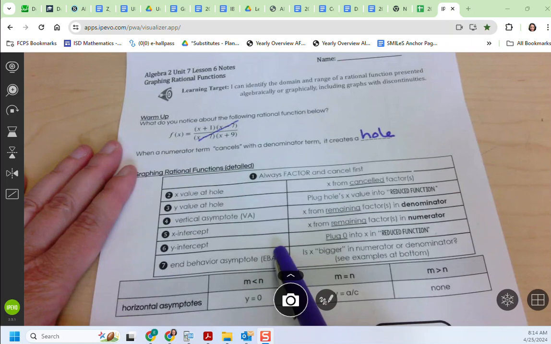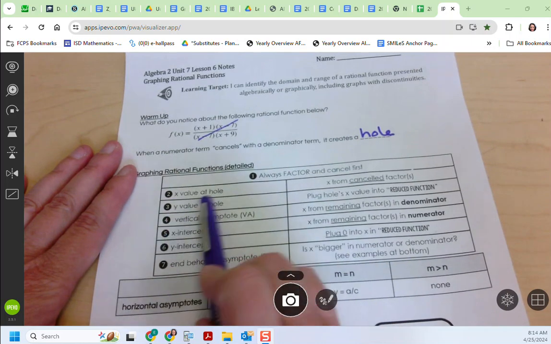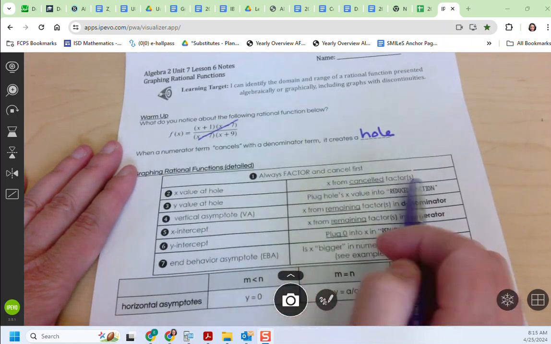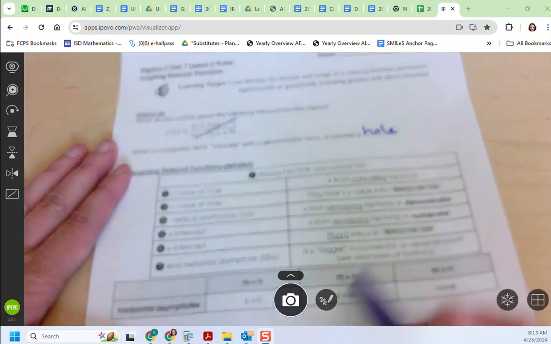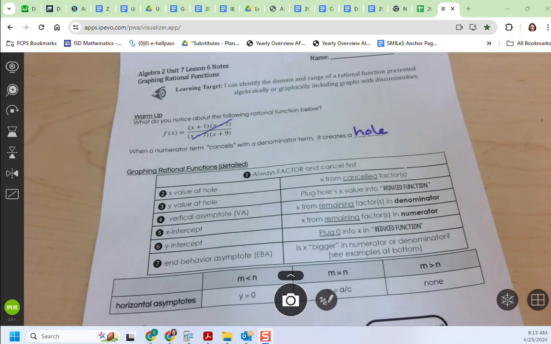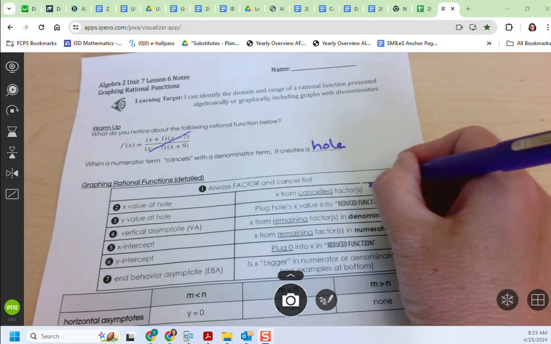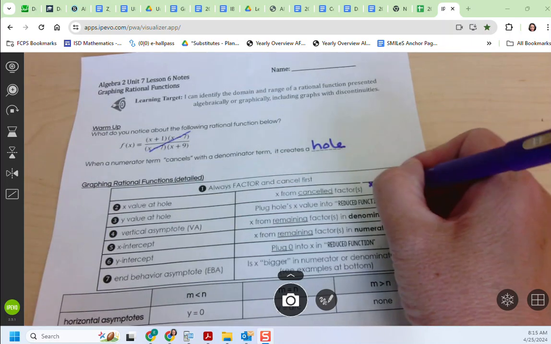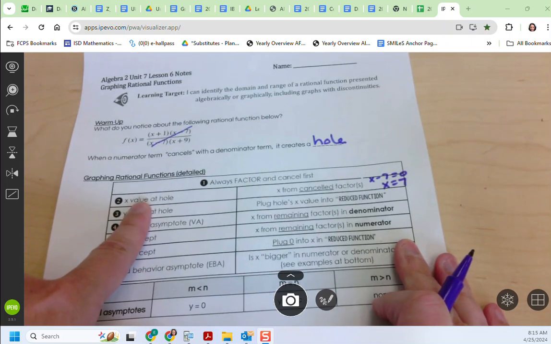Most of this stuff is the same stuff that we did last class, but there's something added, which is the hole. So the x value of the hole is going to be the 0 of the canceled factor. So here in this one, we would do x minus 7 equals 0, and we would do x equals 7. So from the example here, x minus 7 equals 0, x equals 7. So that would be the x value at the hole.